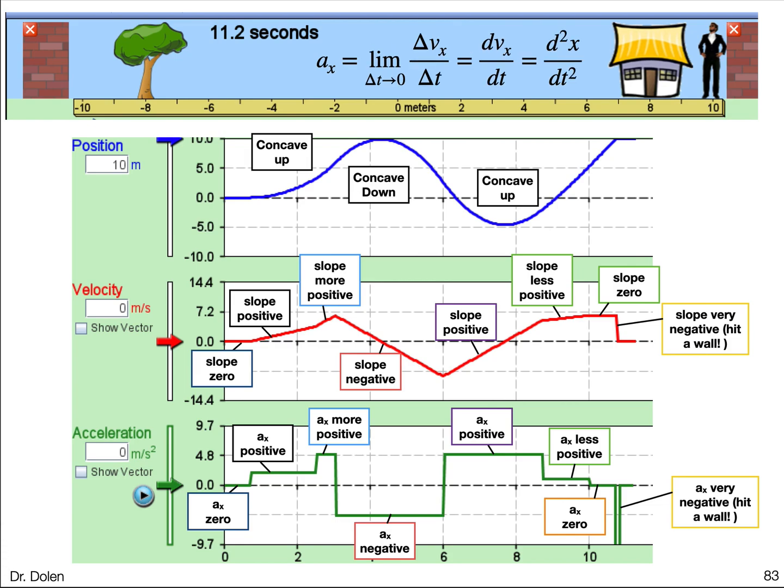And I'll note one more thing, that acceleration is also related to the second derivative of position versus time, and you may remember that second derivatives are related to something being concave up or concave down. Right? So in this region where we have positive acceleration, we have a concave up position versus time graph. In this region where we have negative acceleration, we have a concave down position versus time graph. In this region where we have positive acceleration, we have concave up. So that's another interesting thing to note.